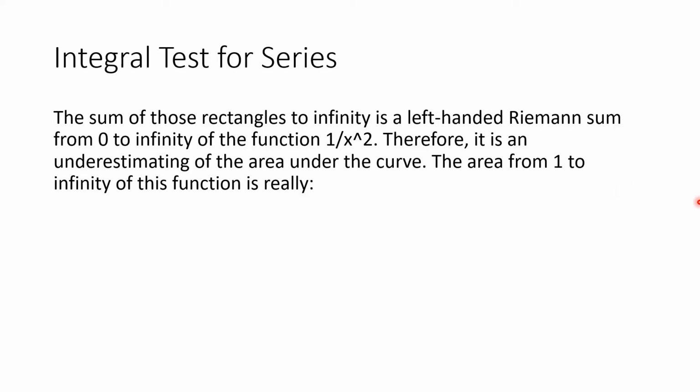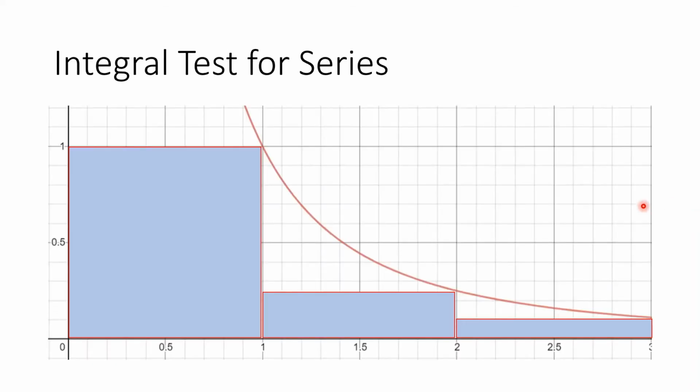Like I said before, this is a left-handed Riemann sum from 0 to infinity of the function 1 over x squared. The actual area of this function, as you probably know, from 1 to infinity is 1. However, note that this is from 1 to infinity, as in this entire box is not counted. So from here to infinity, the area is 1, not including this region over here.